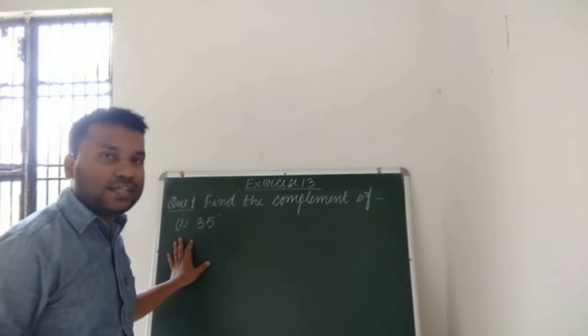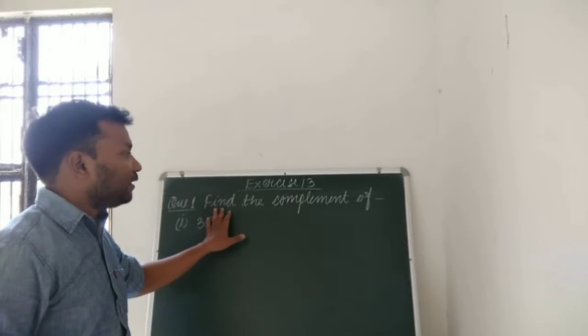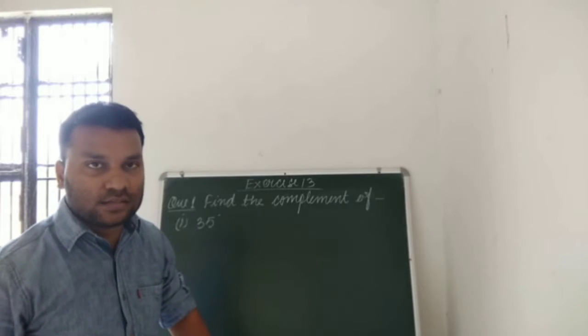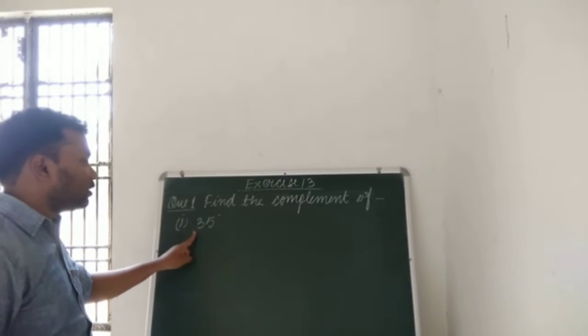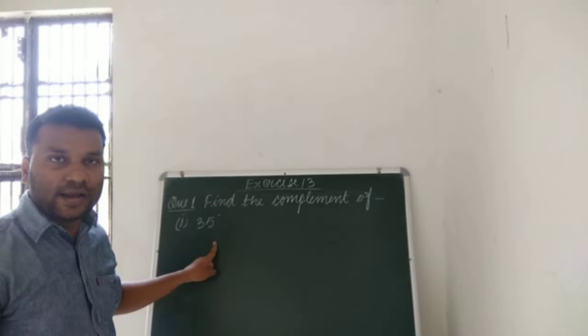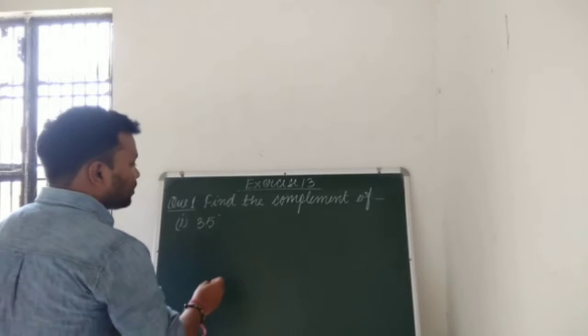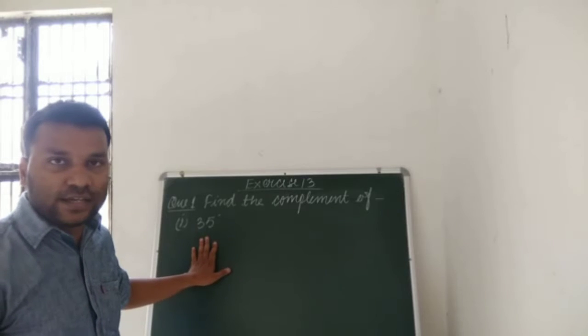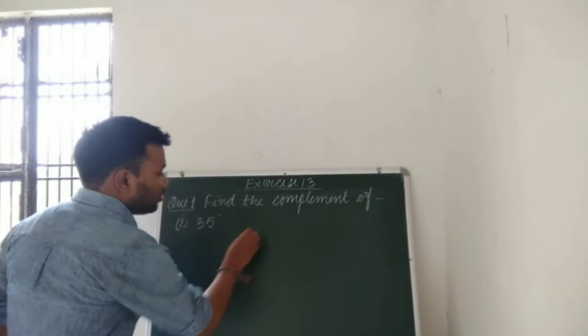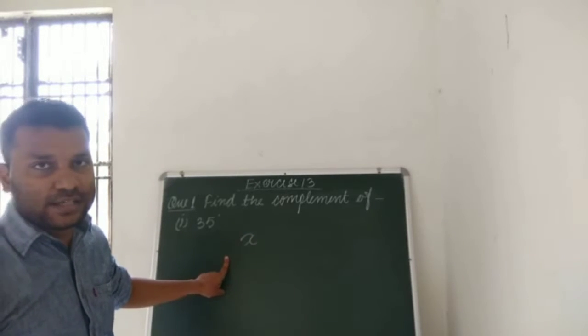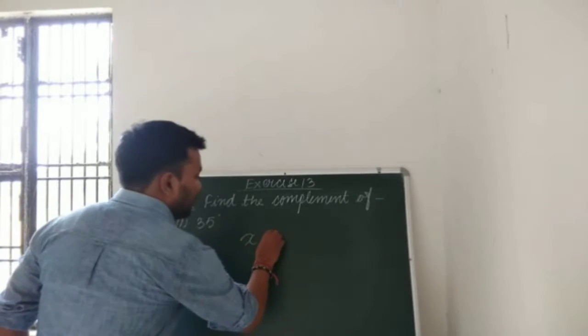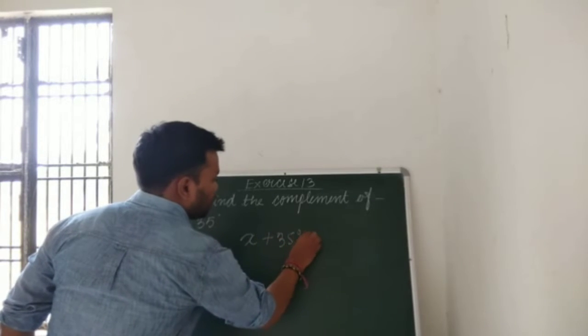The very first question of this exercise is we have to find the complement of some given angles. The first part of this question is 35 degree. That is, we have to find the complement of 35 degree. So let's suppose that the complement of 35 degree is x and the angle is 35.